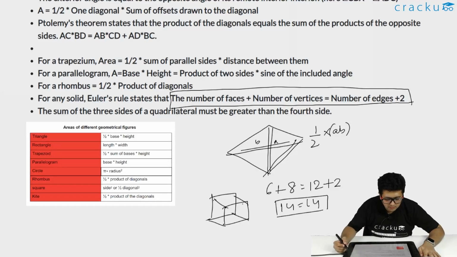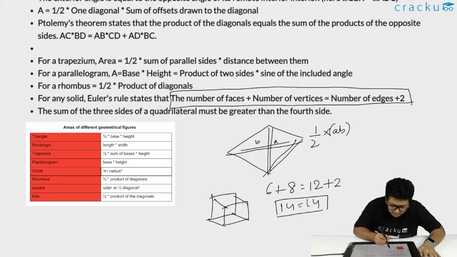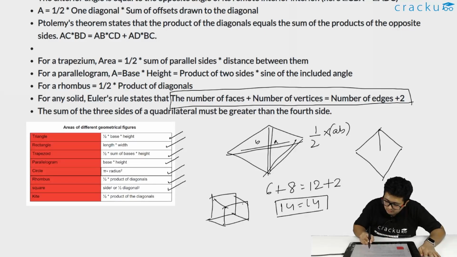So moving on, we will be looking at the area of different geometrical figures. Triangle is half into base into height. Rectangle is length into width. Trapezoid, as we discussed, is half the sum of the parallel sides into the height. Parallelogram is base into height. Circle, everyone knows, it's pi r square. Rhombus, we just discussed, is half into the product of diagonals. Square is half into the square of the diagonal, or the side of the square squared. And kite is half into the product of diagonals. A kite is basically a symmetrical figure. It is symmetric about this diagonal.